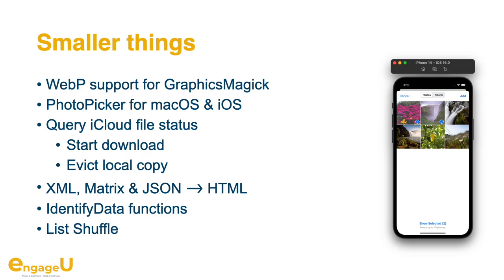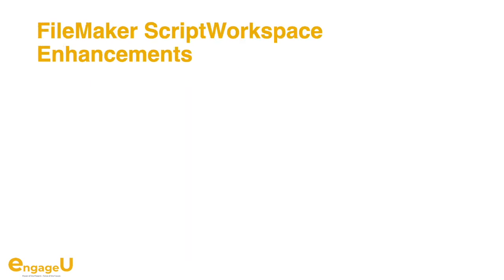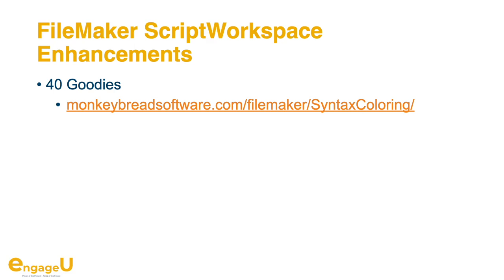And if you ever need to make a little solution to raffle something, you can shuffle a list to randomize the order of the items. Then we have a lot of nice enhancements to the FileMaker script workspace. There's a list of 40 nice things you can read on our website about all the nice things the plugin does for you. And we got a few new things for you.